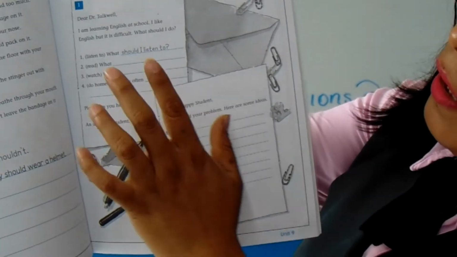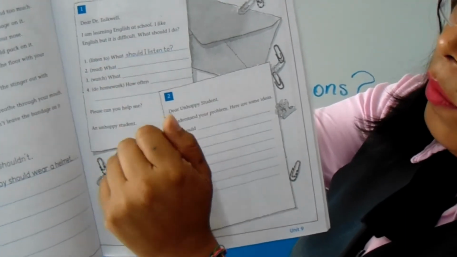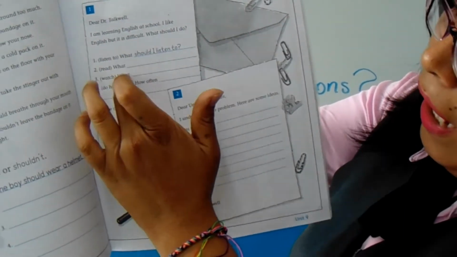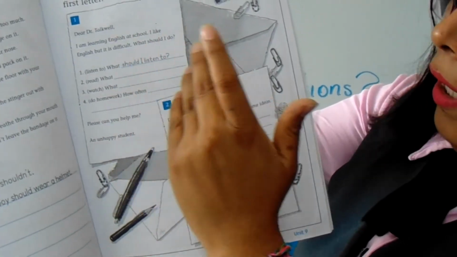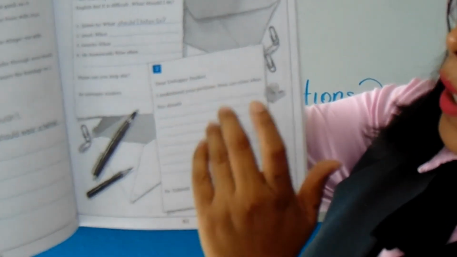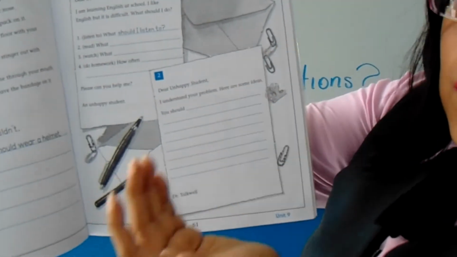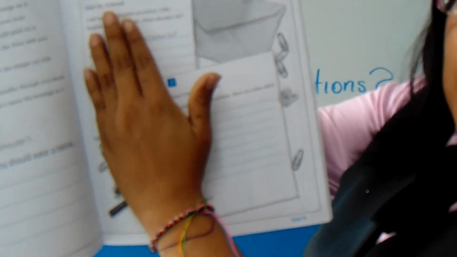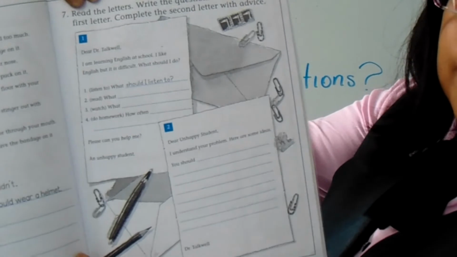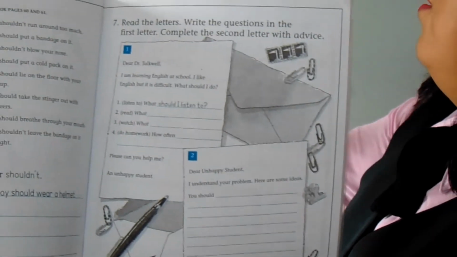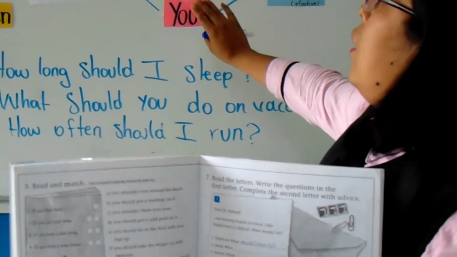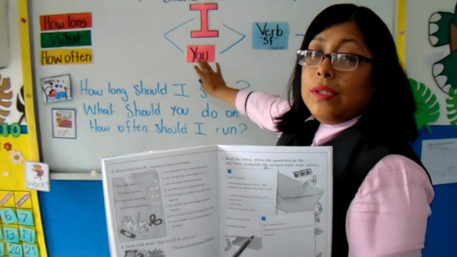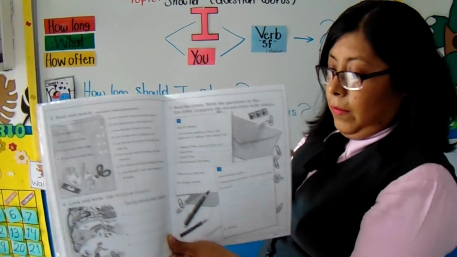En español, vamos a estructurar preguntas con qué tan seguido en la primera carta. En la segunda carta vamos a escribir las respuestas que formamos en la primera carta. Yes? Usando los pronombres I, que es yo, y los pronombres you, que significan tú. Ajá.